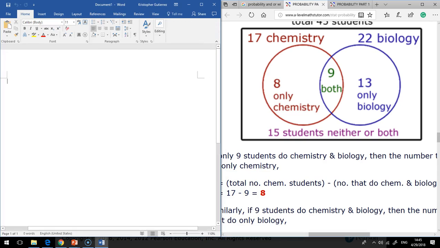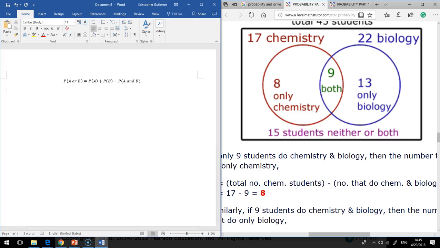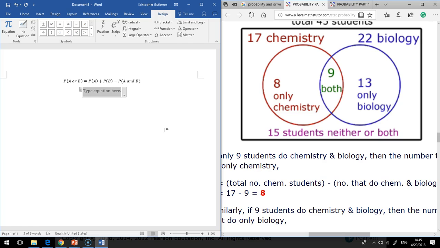All right, so, document. The equation that we wrote down is the probability of A or B is equal to the probability of A plus the probability of B minus the probability of A and B. There we go. Now let's take a look at that, and let's plug the numbers in because we got those numbers. Probability of A or B equals, and we already calculated it by just adding up 8, 9, and 13, but let's use the formula.